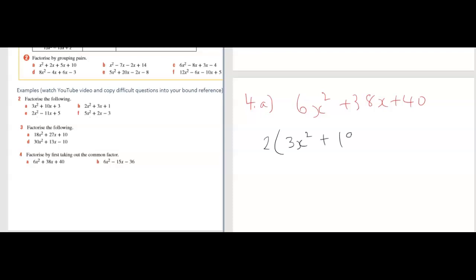Okay, and then we're just dealing with what's inside the bracket. So your 2 will always stay there. Every time you start a new line, don't forget your 2. Okay, so just using a different color, that's A, that's B, and that's C. And I'm just going to do the working out over here. A times C, 3 times 20, is 60. So we want two numbers that multiply to give you 60, and when we add them together, we're going to get 19.